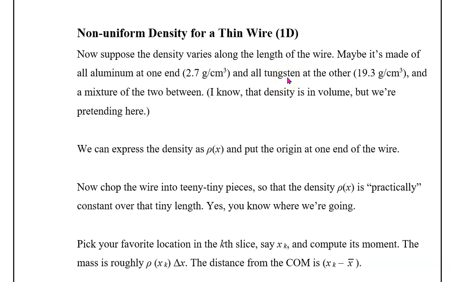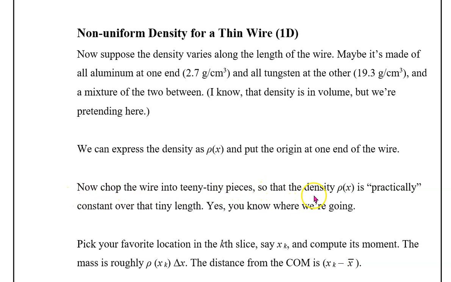Tungsten is even denser than lead. And a mixture of the two between. Yes, I know, these are measured in volume, but we're pretending here. So pretend it's so thin, it's practically one-dimensional. We can express the density as rho of x. Remember, this is the Greek letter rho, or r, and put the origin at one end of the wire, usually the left. Now we're going to chop the wire into teeny tiny pieces.